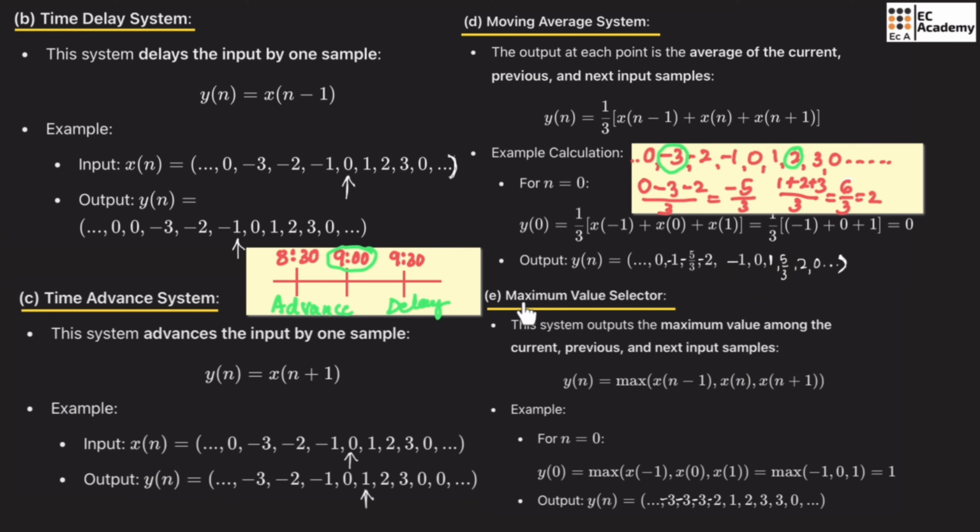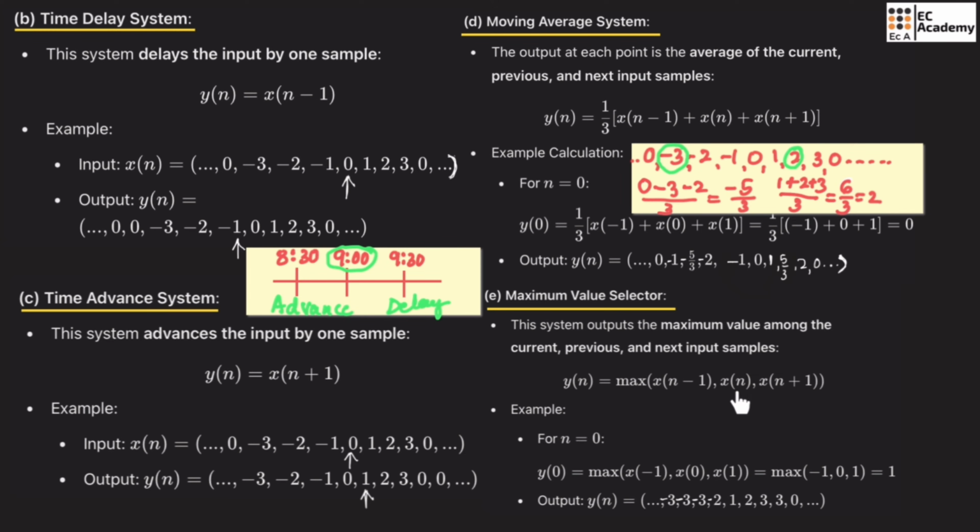Now let us understand the maximum value selector system, where the system output will be the maximum value amongst the previous, present and next input samples. So this can be represented as y of n is equal to maximum of x of n minus 1, x of n, x of n plus 1.